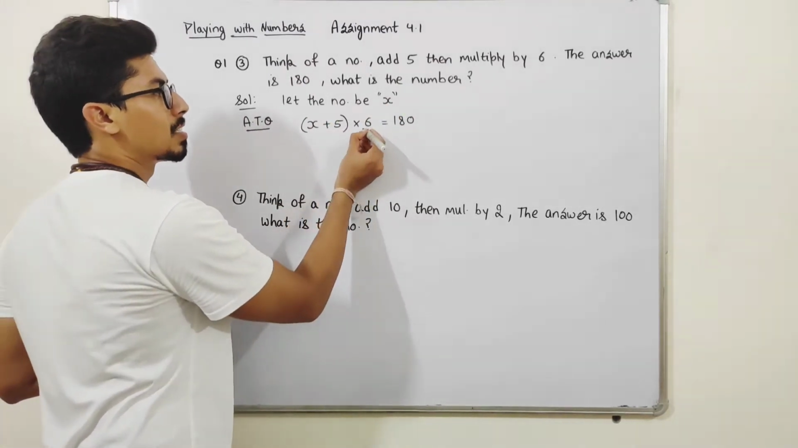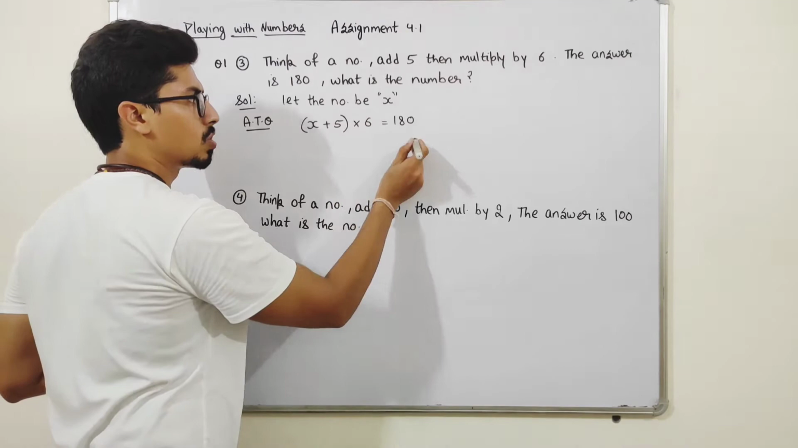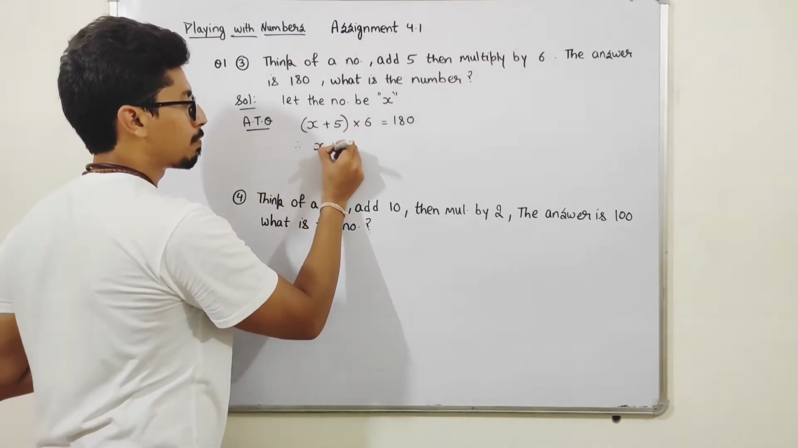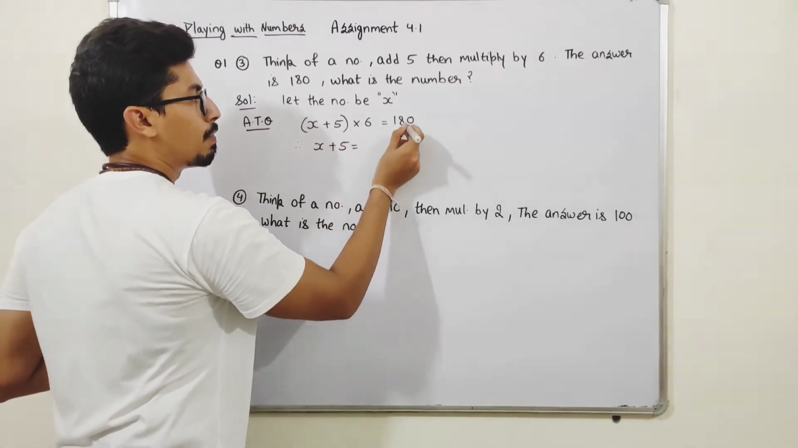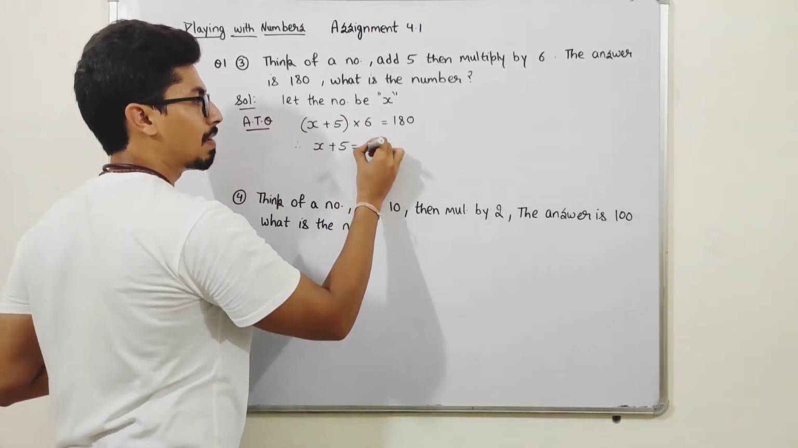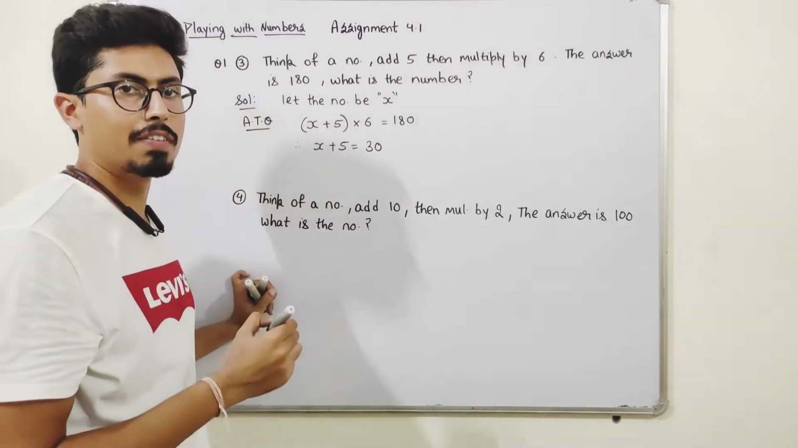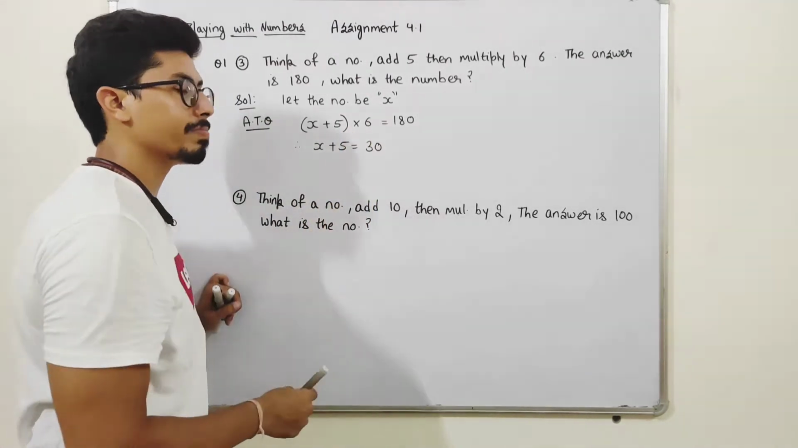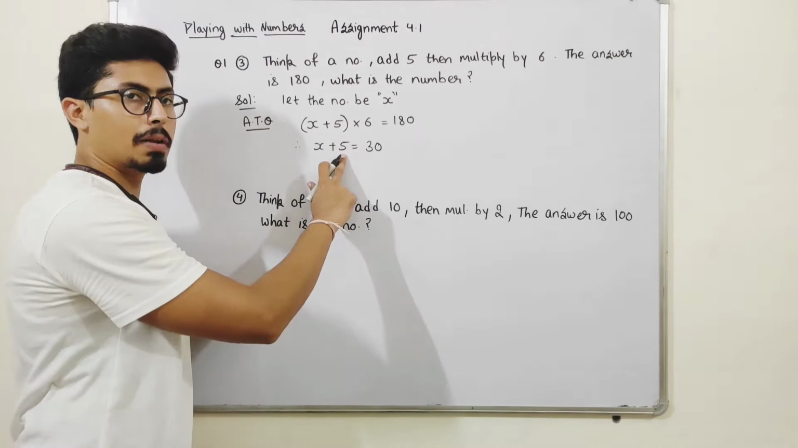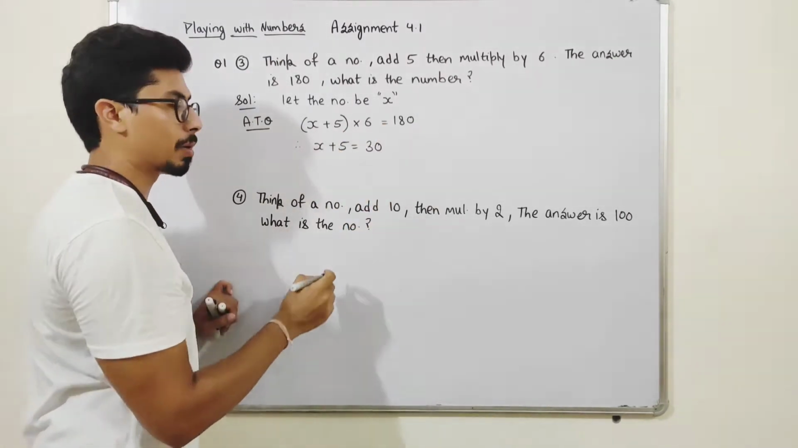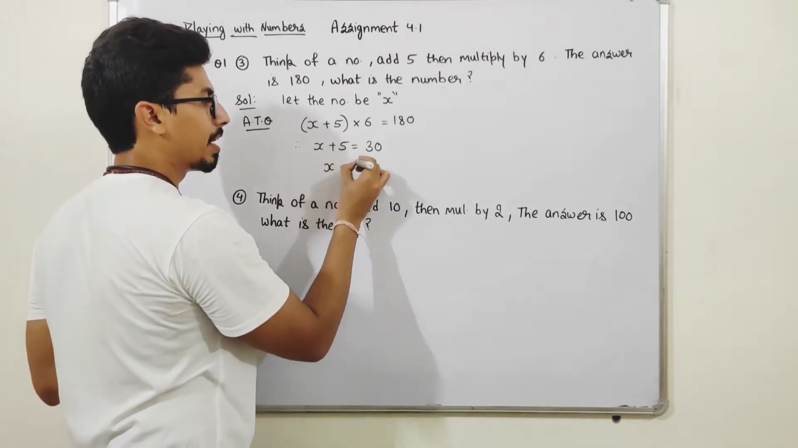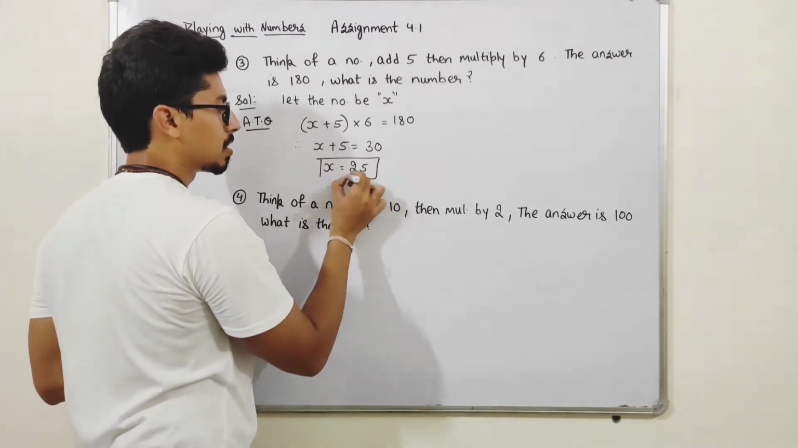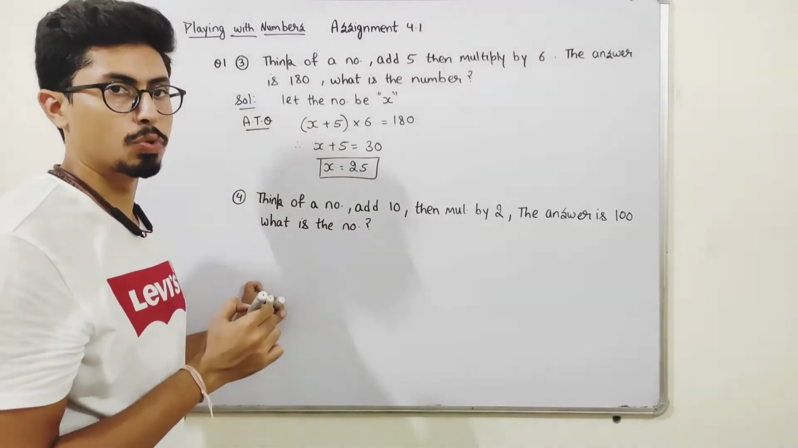See, 6 is in multiplication. When it goes here, it will be in division. Therefore, x plus 5 is equal to 180 divided by 6. That will be 30, students, because 6 times 3 is 18. Now 5 is in addition. When it goes here, it will be in subtraction. So it will be 30 minus 5, that is 25. So the answer is 25, students.